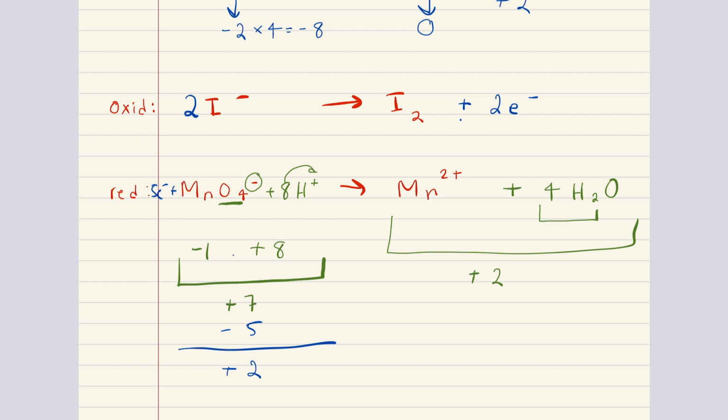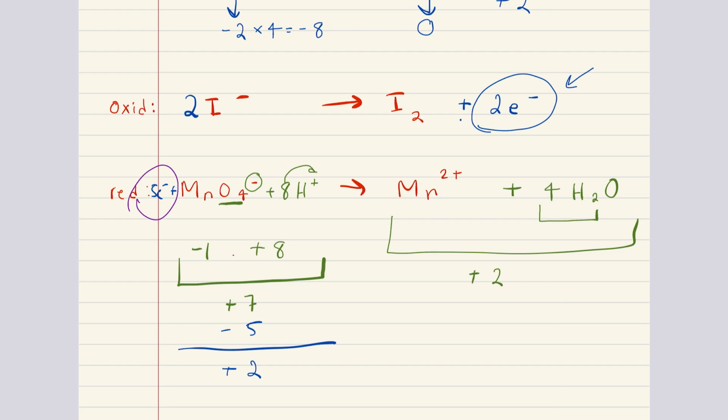Now that we have balanced these reactions, we want to combine them back together. To combine the half reactions, we have to ensure that the number of electrons lost in oxidation equals the number of electrons gained in reduction. So here for our oxidation half reaction, we have a total of 2 electrons on the product side. And in our reduction half reaction, we have a total of 5 electrons on the reactant side.